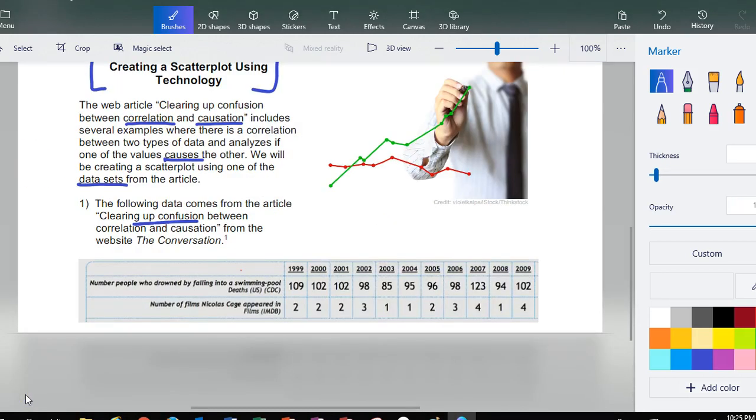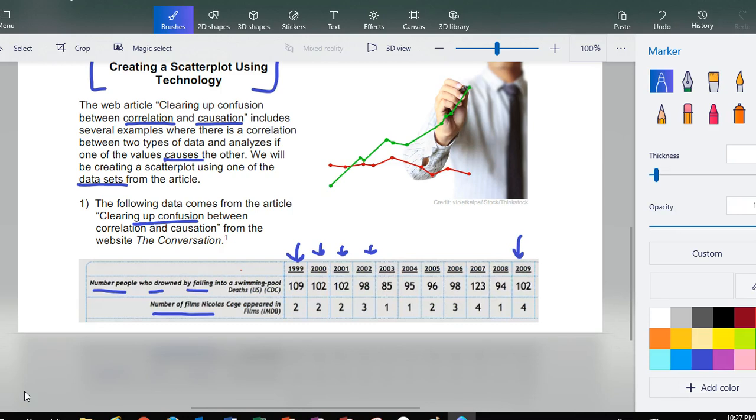To look at the data before we start answering questions, the first part includes the number of people drowned by falling into a swimming pool and the number of films Nicolas Cage appeared in. We have different dates. So in the year 1999, 109 people drowned. Nicolas Cage was in 2 films, etc. All the way to 2009, 102 drowned and 4 films where Nicolas Cage appeared. If you haven't already hit pause to complete question 1, this is a good time to go do so. Then come back and we'll work on it together.